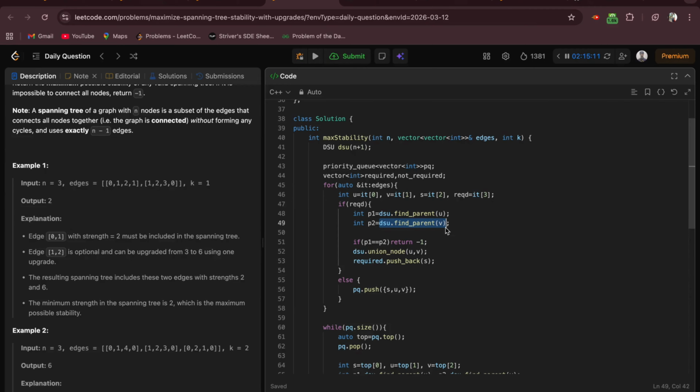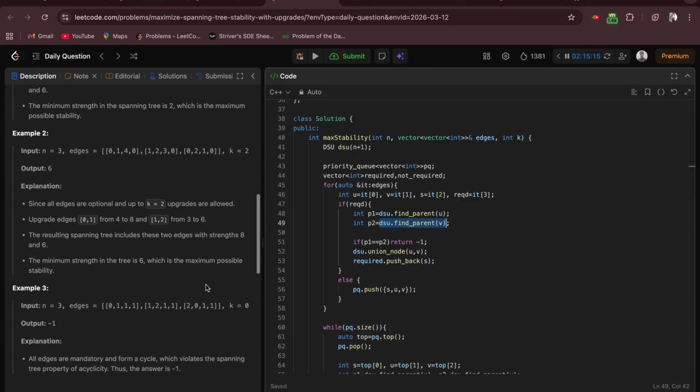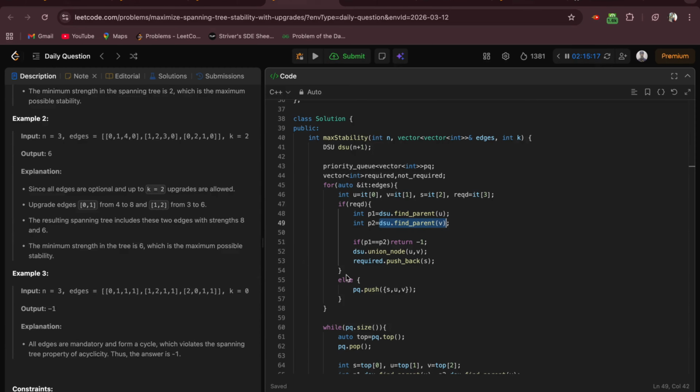If the parents are same, right? That means like the third case, that means we can't join this node, because it means there will be a cycle, and since it's required, that means we need to take it. So we'll return -1, that it's not possible. Else what we're going to do is we'll union this node, and we'll push this in the required.